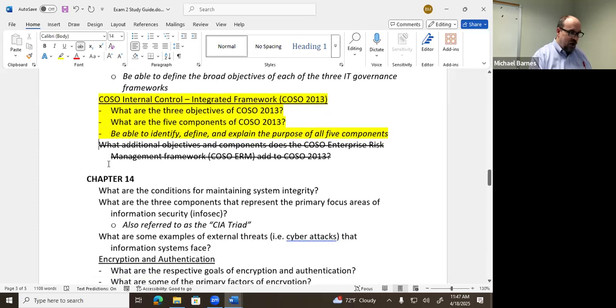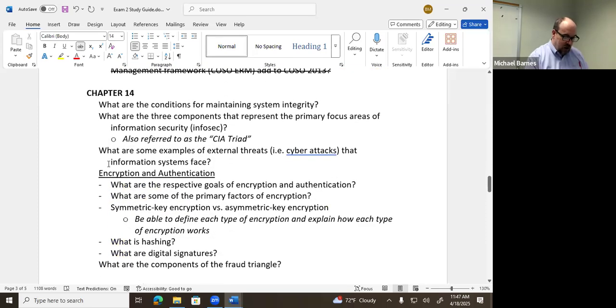All right, chapter 14. We talked about the primary focus areas for information security. It's also referred to as the CIA triad, which I made a corny joke about in the lecture. But the CIA is confidentiality, integrity, and availability. These are all aspects that have to be met in order for information to be viewed as secure.